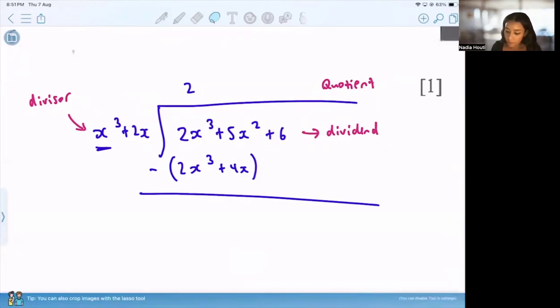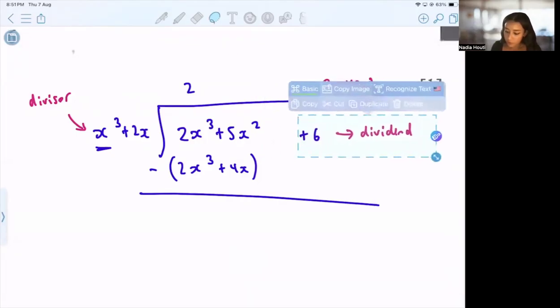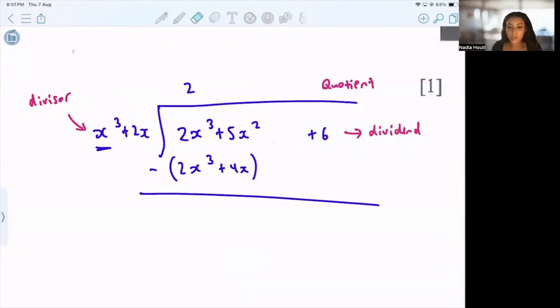So maybe I'll rearrange this a bit just to show you the terms that are missing because you might get confused. Recall that the term at the top right here is 5x squared. So this is the x squared term. It doesn't match with the plus 4x. So the x term is actually missing in the original polynomial, in the dividend. There's no x term. So when you subtract the 4x later, you are getting 0 minus 4x.